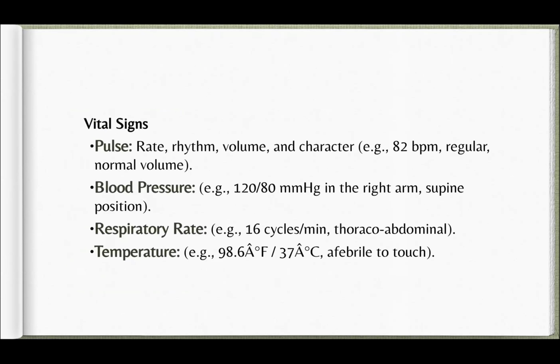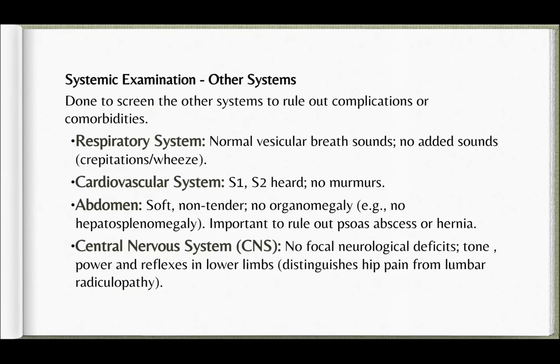Vital signs: pulse has to be noted, including rate, rhythm, volume, and character. Blood pressure, both in sitting and supine position, with diastolic and systolic pressures noted. Respiratory rate and temperature, if the patient is afebrile to touch. Systemic examination is done to screen the other systems to rule out complications or comorbidities.